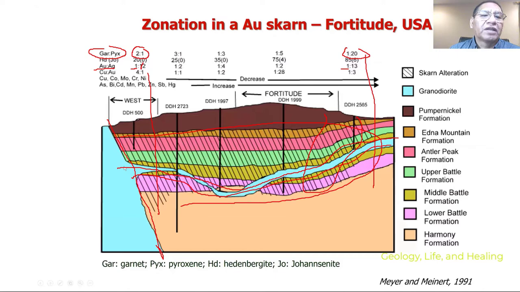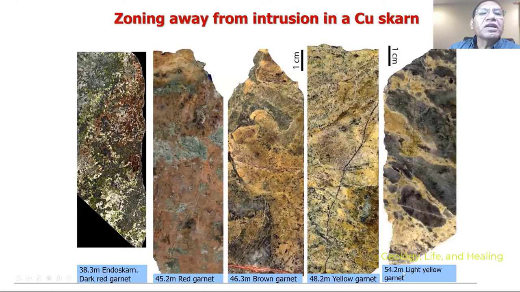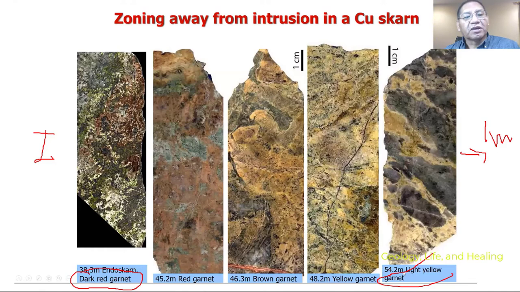And this is a zoning away from the intrusion in the skarn deposit. So this is closer to the intrusive. And this is the darker, dark red garnet and light yellow garnet. And this is the direction from the limestone, right? So we map all these different red and brown, light yellow colors. We are going to make the direction of the intrusive in that direction. That's all this.